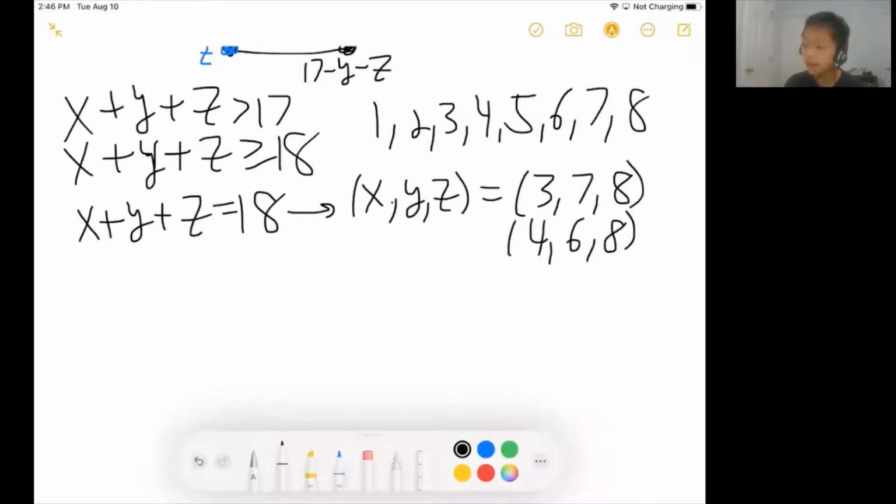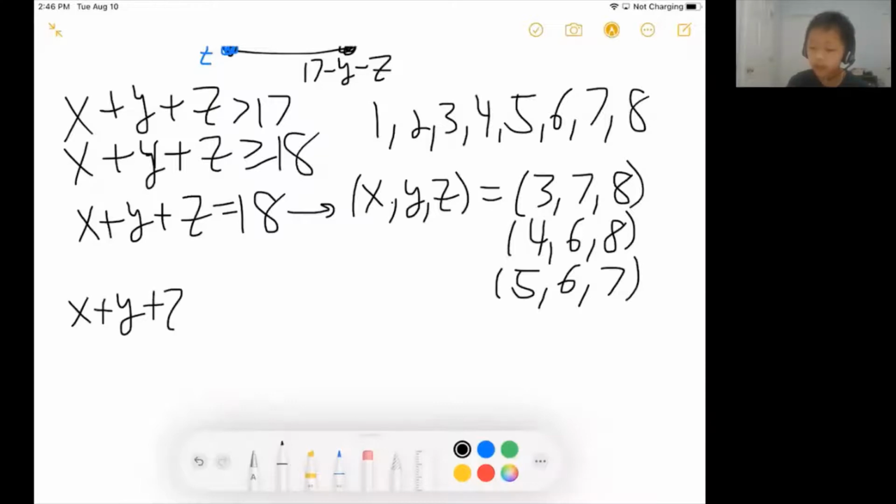And yeah, or we can also have 5, 6, 7. And those are only 3 possibilities if x plus y plus z is equal to 18, right? So let's continue listing out all the cases, and then we'll check each one by one. If x plus y plus z is equal to 19, then it tells us x, y, z.